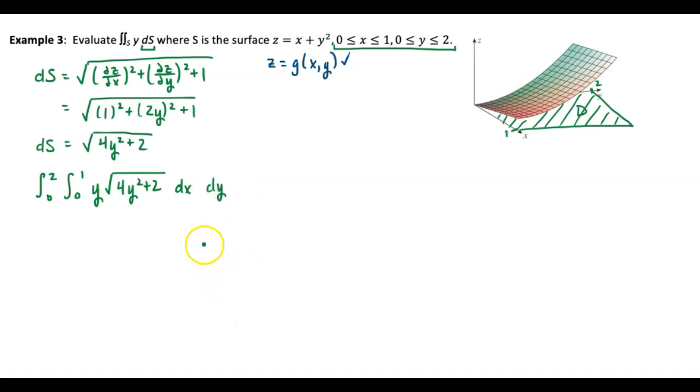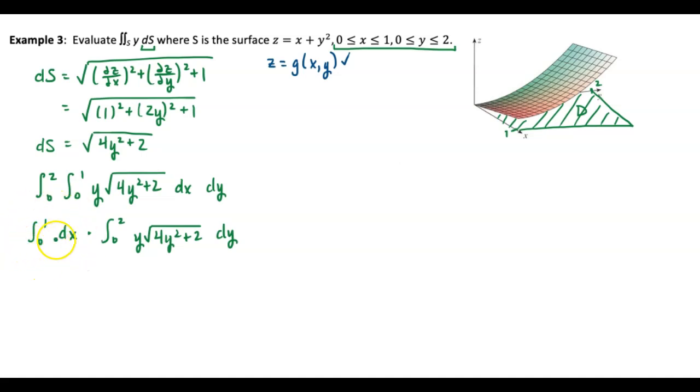All right. Now, because both of my bounds are constants, that just comes from a domain that is a rectangle. I don't see any x's inside of this integral. My integrand is completely in terms of y, and so I can split this up. Let's pull off my integral for the x's going from 0 to 1. So that's just going to be the integral from 0 to 1 dx times the integral from 0 to 2 of y times the square root of 4y squared plus 2 dy.